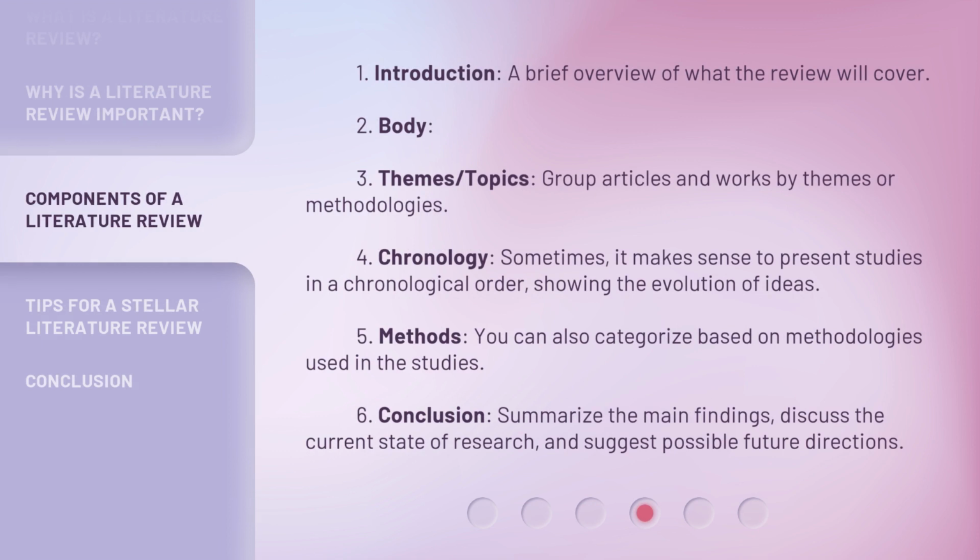1. Introduction. A brief overview of what the review will cover. 2. Body. 3. Themes, topics. Group articles and works by themes or methodologies. 4. Chronology. Sometimes, it makes sense to present studies in a chronological order, showing the evolution of ideas. 5. Methods. You can also categorize based on methodologies used in the studies. 6. Conclusion. Summarize the main findings, discuss the current state of research, and suggest possible future directions.